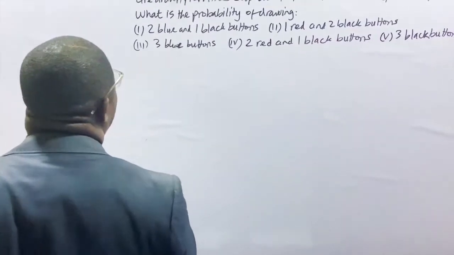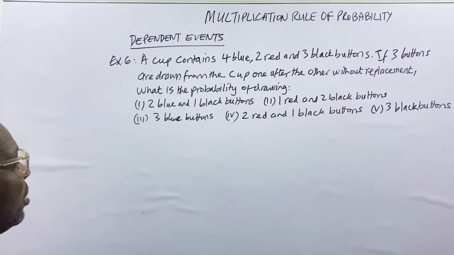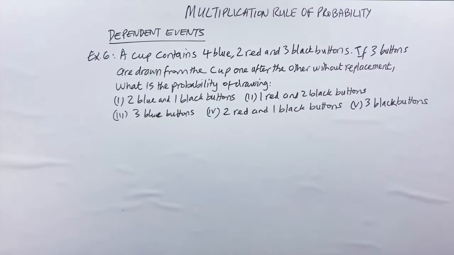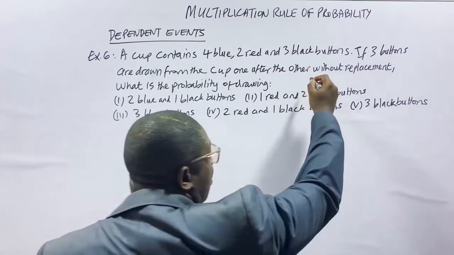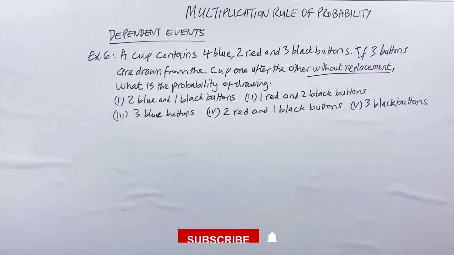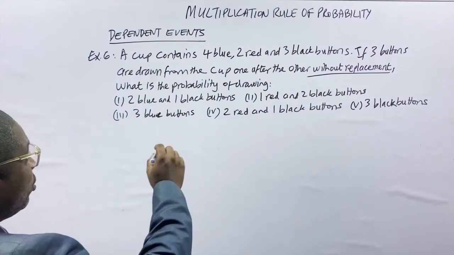Here we are looking at a question that says that a cup contains 4 blue, 2 red, and 3 black buttons. If 3 buttons are drawn from the cup one after the other without replacement. Remember, this is the key word, without replacement. What is the probability of drawing 2 blue and 1 black, 1 red and 2 black, 2 red and 1 black button, then 3 black buttons? Let's look at the solution to this.